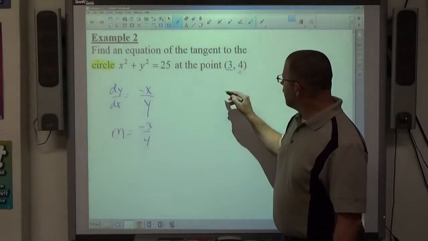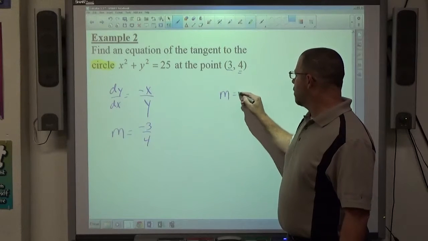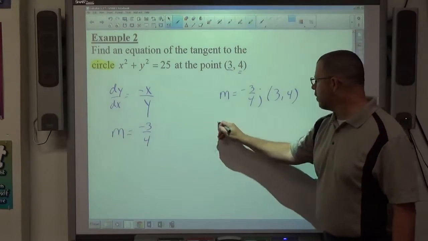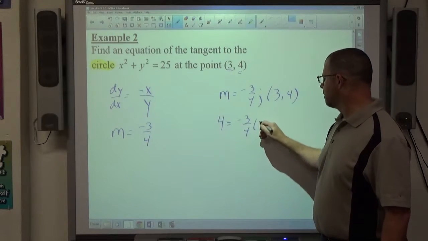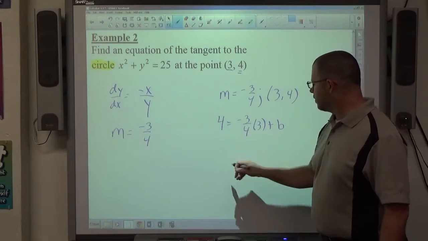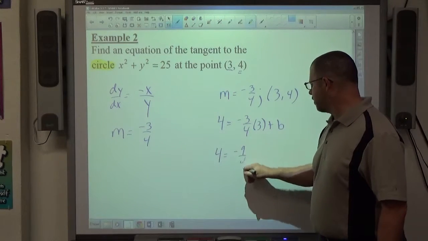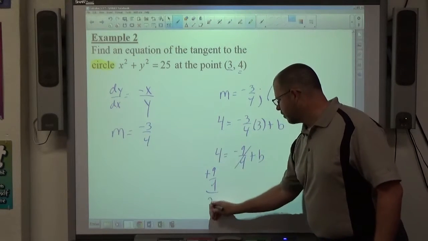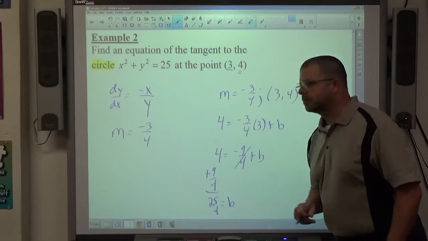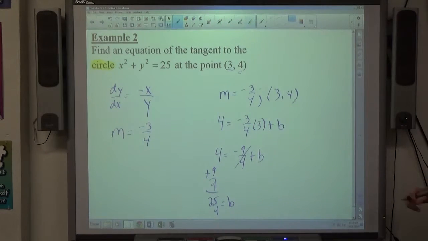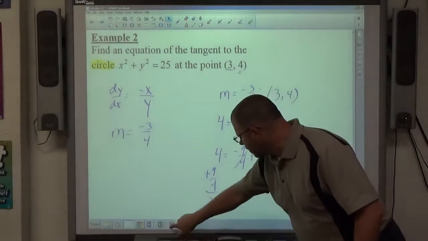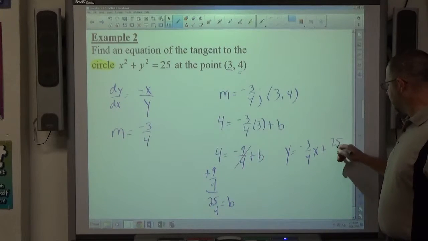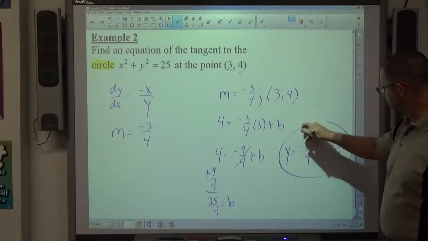Once I know the slope of the tangent line, now I've got an algebra 1 problem again. I've got a slope of negative 3/4, and it passes through the point (3, 4), and I'm trying to find the y-intercept. I go y equals mx plus b, which gets me 4 equals negative 9/4 plus b. The 9/4 goes over: 16/4 plus 9/4 is 25/4. Slope of negative 3/4, y-intercept of 25/4, so y equals negative 3/4 x plus 25/4 would be the equation of the tangent line.